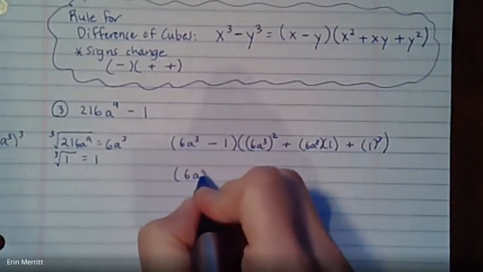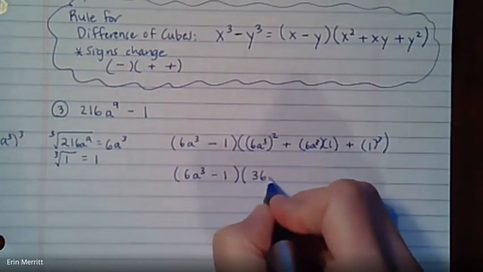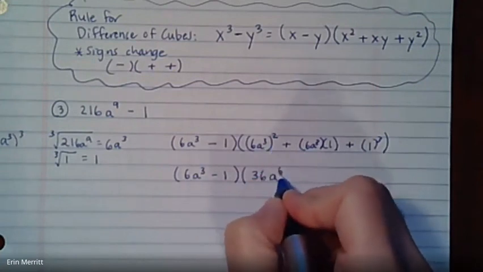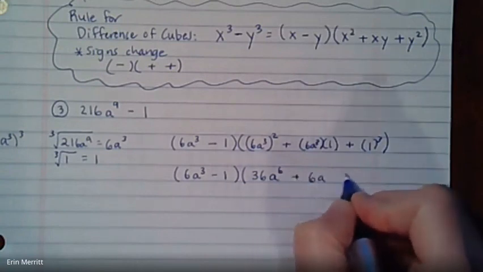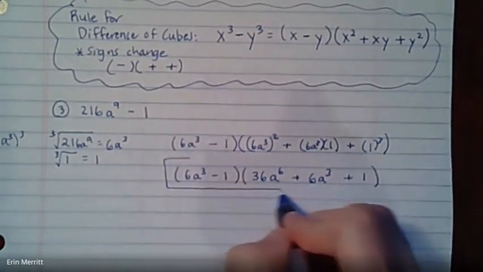All right, so finish it up. This is 6a cubed minus 1. If I square all of that, that'll give me 36, and 3 times 2 gives me a 6th power. And then plus 6a cubed plus 1. And that's it.